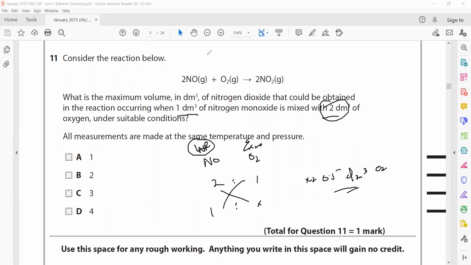So whenever we find a product, we always find it from the limiting reagent. The ratio is 2:2 or 1:1. So if we have 1, this will be X. So we'll get 1 dm cubed of nitrogen dioxide. So A will be the right answer.